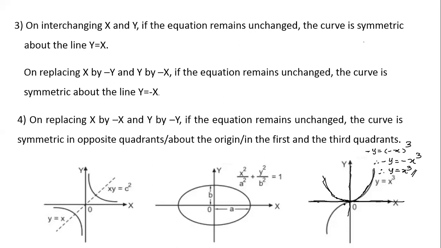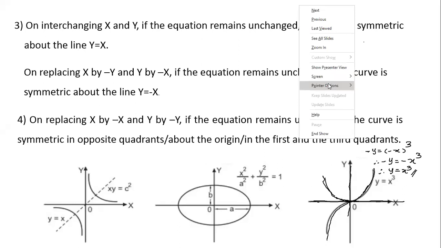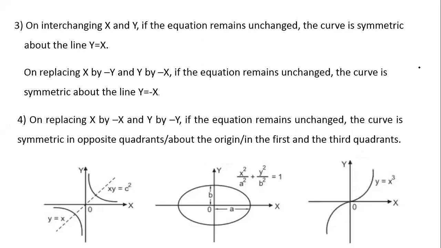That means the original curve, that is y equal to x cube, is symmetric in opposite quadrants, or symmetric about origin, or symmetric in first and third quadrant. So it is very much clear. And see, property 1 and property 2 is not satisfied here, as there are no even powers of x, no even powers of y.